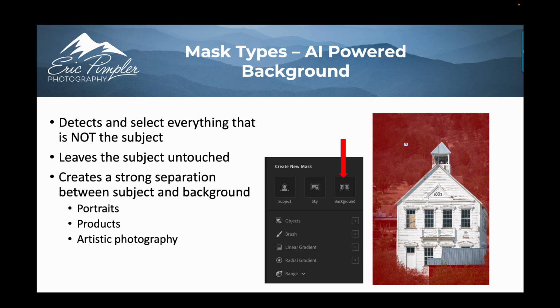So what it does is it essentially detects the subject and then selects everything else for the mask that's not the subject. So it leaves the subject untouched. And it's used to create a strong separation between the subject and the background. So it's good for things like portraits, products, artistic photography. You can see an example of the background mask in this slide, where we've used it to select everything but the school. And so again, it has to have a subject to base this on.